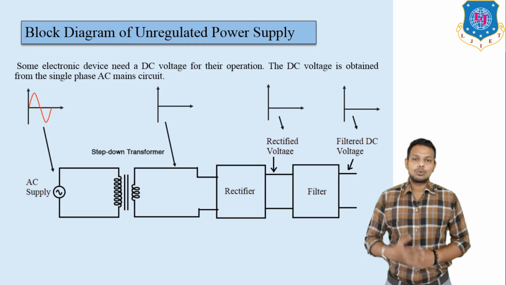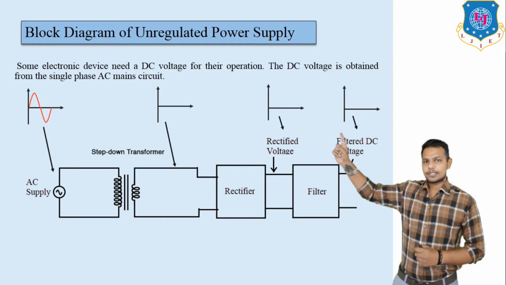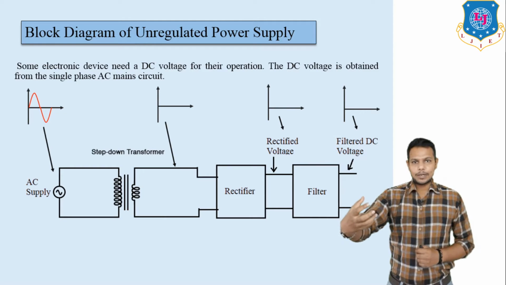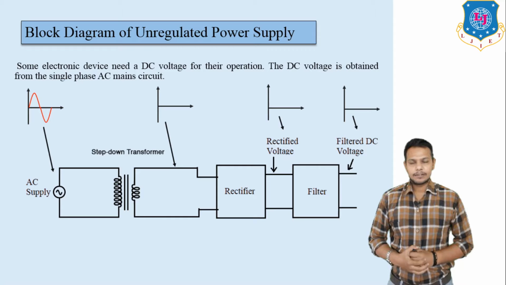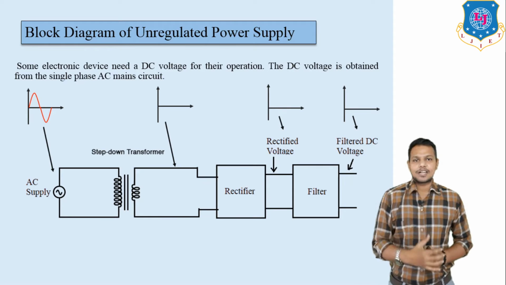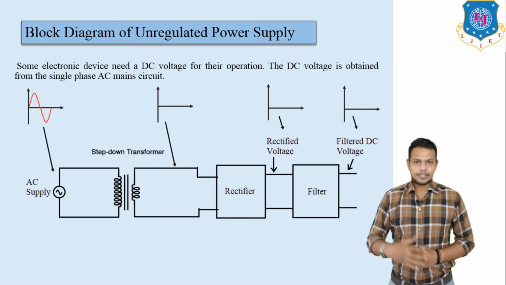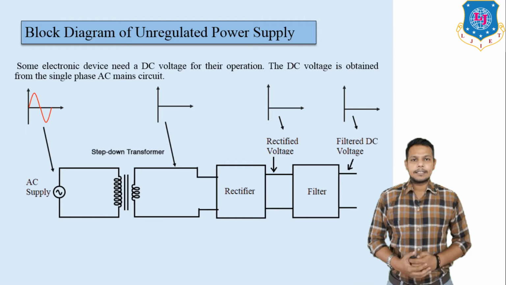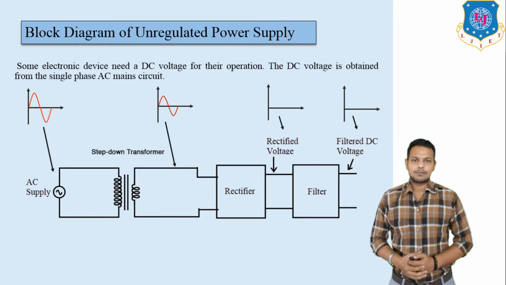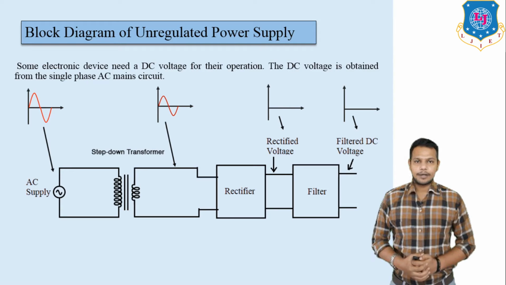For that we have to enter the input in the form of an AC waveform. As you can see here, the first step is to enter the input in the form of an AC waveform at the AC mains. Then it goes to the step down transformer. There are two types of transformer, step down and step up. Step down means it lowers your voltage level. Here we can see the output of the step down transformer. Then it goes to the rectifier. So what is the work of the rectifier?